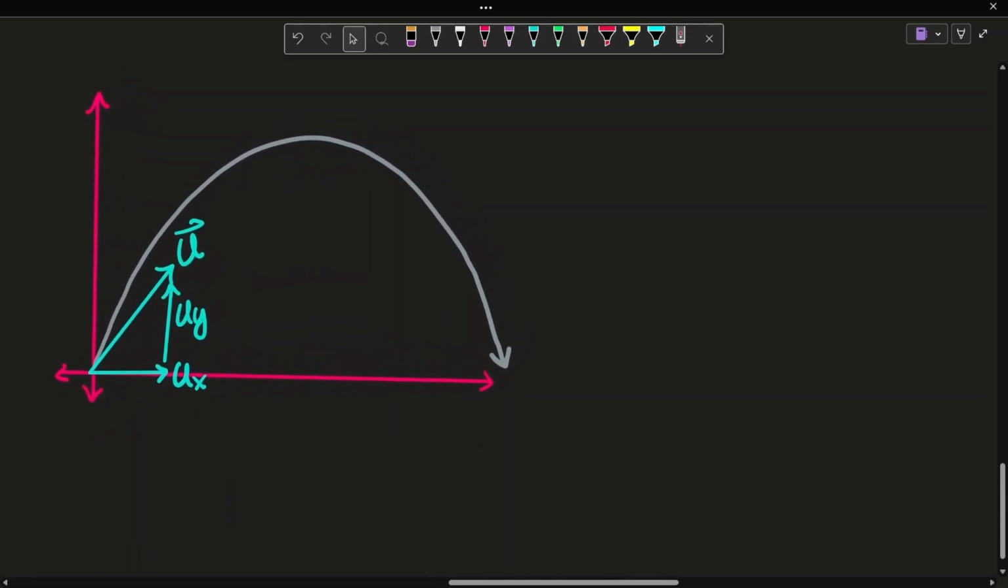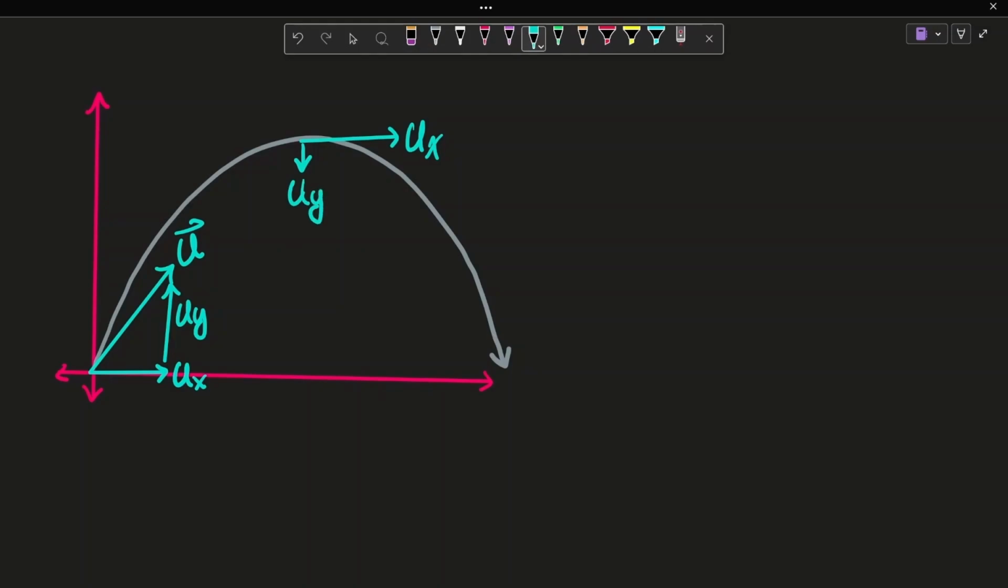So from here we can say that ux is constant, because there's no acceleration along the x-axis, but you gradually lose and then gain velocity along the y-axis, due to the acceleration of gravity. So initially going up, since this is still this way, vx, your final velocity is that way.